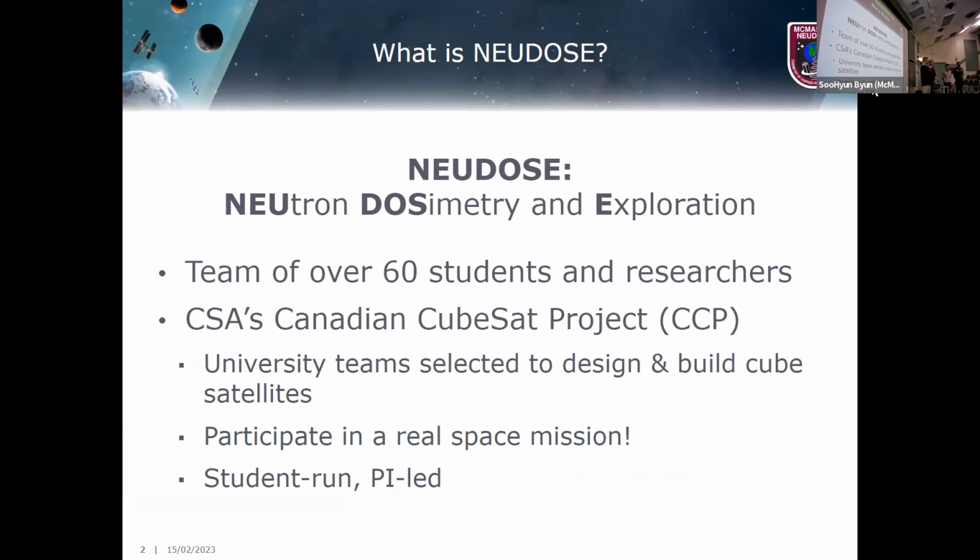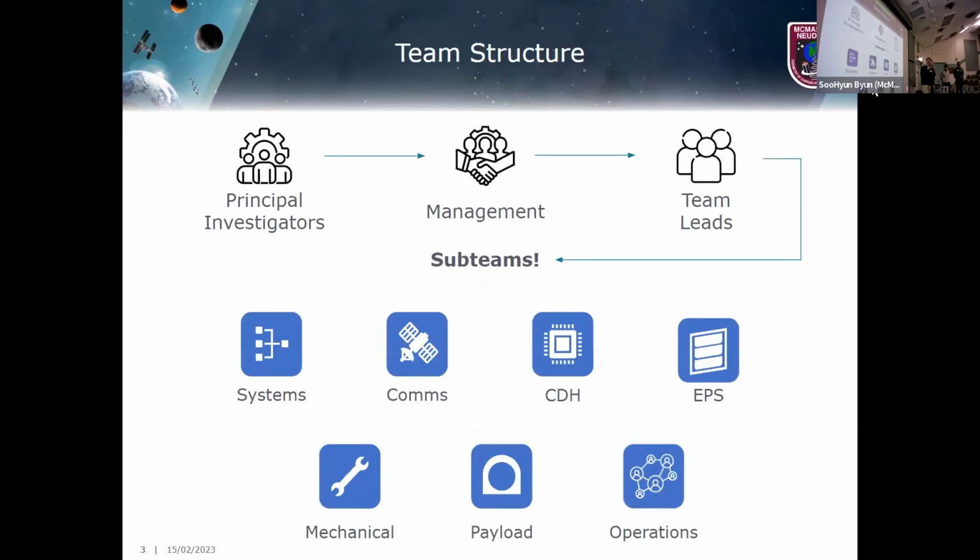In this project, universities all around Canada are selected to design and build CubeSat satellites. And you get to participate in a real space mission. So students like us are able to participate. It's a student-run team, but it's led by our principal investigators.